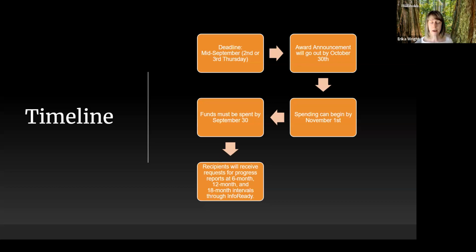That means that if at 6 months you haven't started, you'll want to explain why. If at 6 months you're done, that's fine. You can send in your entire report, and then when you get your 12-month and 18-month reminders, you can ignore those. But if you haven't finished, you will definitely want to give some sort of indication of where you're at with the project. Obviously you have to stop spending before the 12-month, but your project might be done spending and still working on some portion of your project up until 18 months. So that's what that's for.